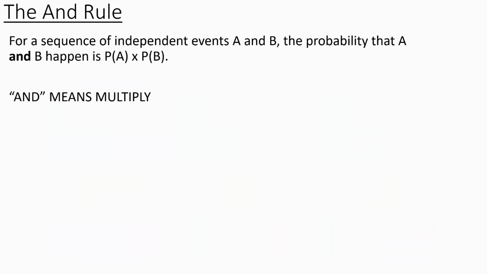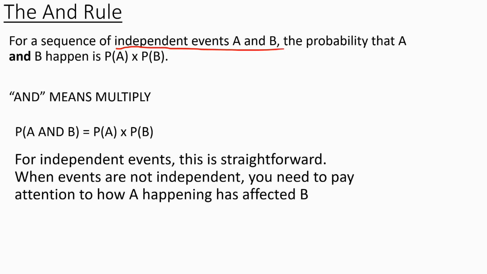The AND rule is for a sequence of independent events A and B. Essentially, the probability of A and B happening is the probability of A times the probability of B. This is for independent events A and B, which is usually what we'll see at GCSE, with some exceptions. And essentially means multiply at GCSE. You can also write it like this, and it's very straightforward for independent events, but when they're dependent events, there's a couple more caveats which we won't deal with right now.